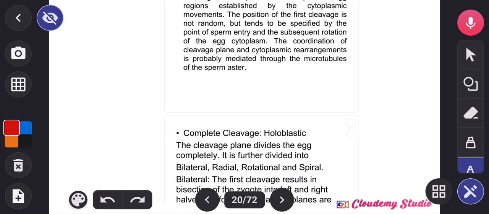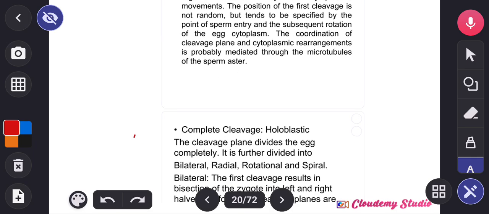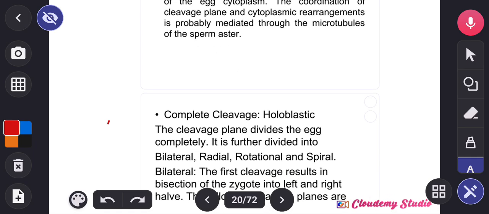The first one is the complete cleavage, also called holoblastic. The cleavage plane divides the egg completely. It is further divided into bilateral cleavage, radial cleavage, rotational cleavage, and spiral cleavage, which we will be talking about in this particular video. We'll still continue with it in this particular video, trying to look for an image to back that up.